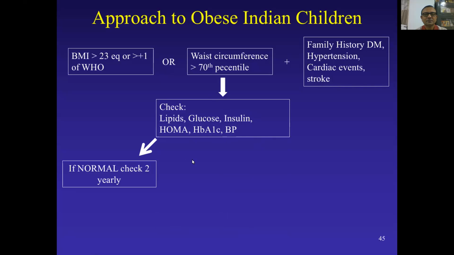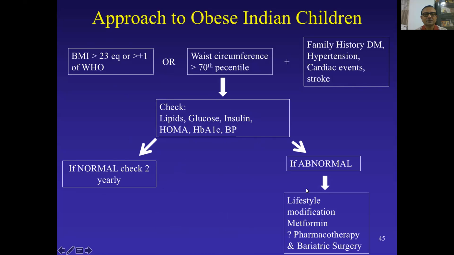If normal, then don't say bye-bye like that girl disappeared. Keep checking every 2 years in all overweight children. And if they're already abnormal, then you have to start lifestyle modification. In children who have type 2 diabetes, you should start metformin. Pharmacotherapy and bariatric surgery, we will come to that in a minute, but generally I would say no. And also look for comorbidities in this group.